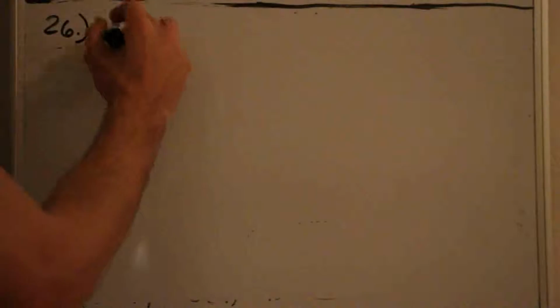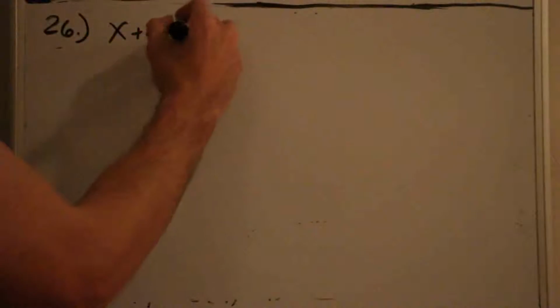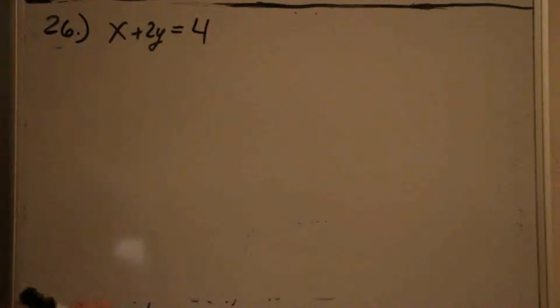Okay, hello. Number 26. x plus 2y equals 4. The base of a solid is the region in the first quadrant bounded by the line x plus 2y equals 4 and the coordinate axes. What is the volume of the solid if every cross-section perpendicular to the x-axis is a semicircle?